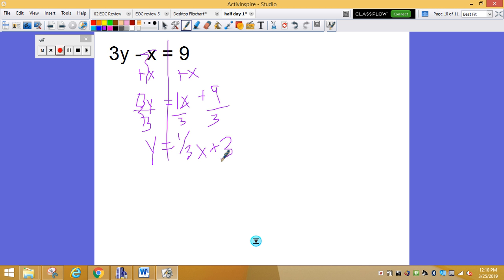So if you will go try that practice worksheet, it's just 10 problems, looks like what we just did, and just get better at solving for y, guys. If you can solve for y, you're going to do a lot better on your EOC than if you can't solve for y. So good luck.